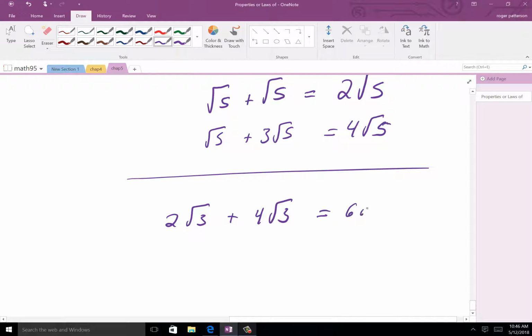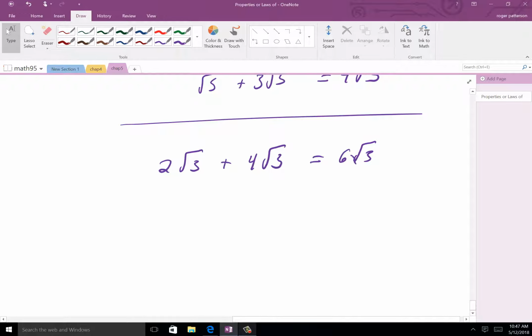6 square roots of 3. We don't add the numbers inside the radicals because we're not multiplying, we're adding. So it's very similar to a fraction. 2 square roots of 3 plus 4 square roots of 3 is 6 square roots of 3. All right, that's what we're going to get. If they're not the same, then we can't do anything with them.